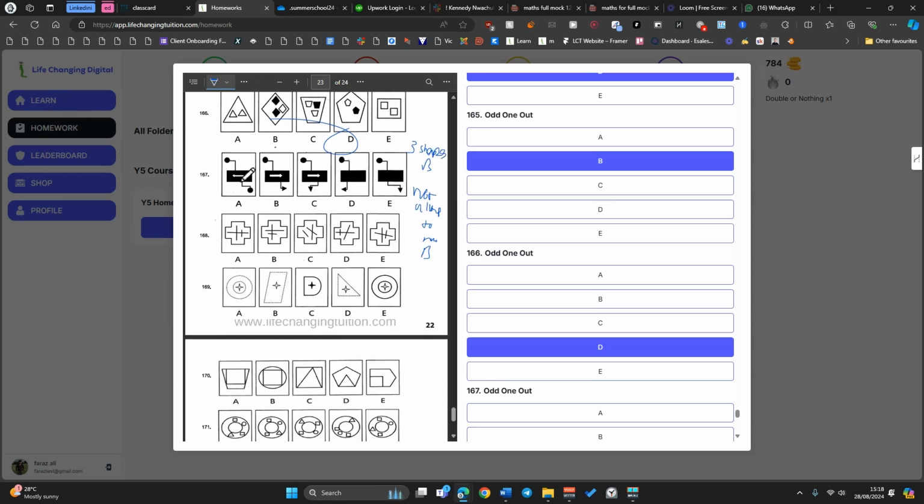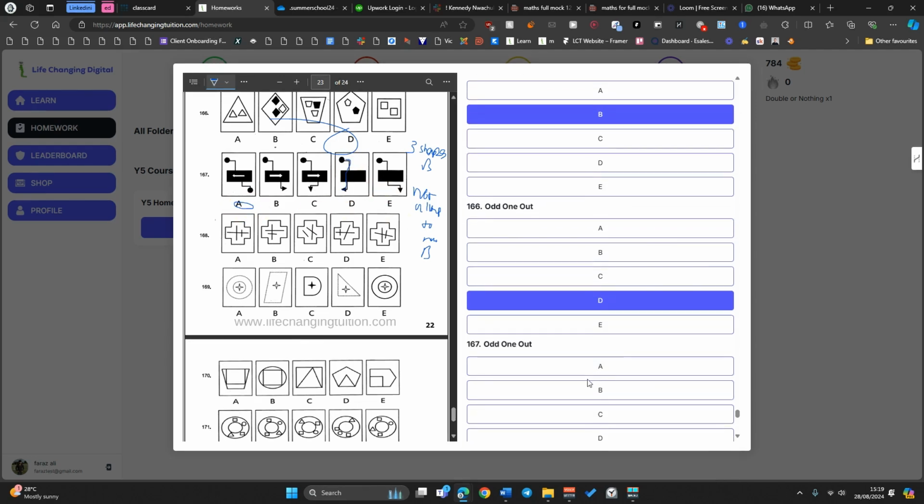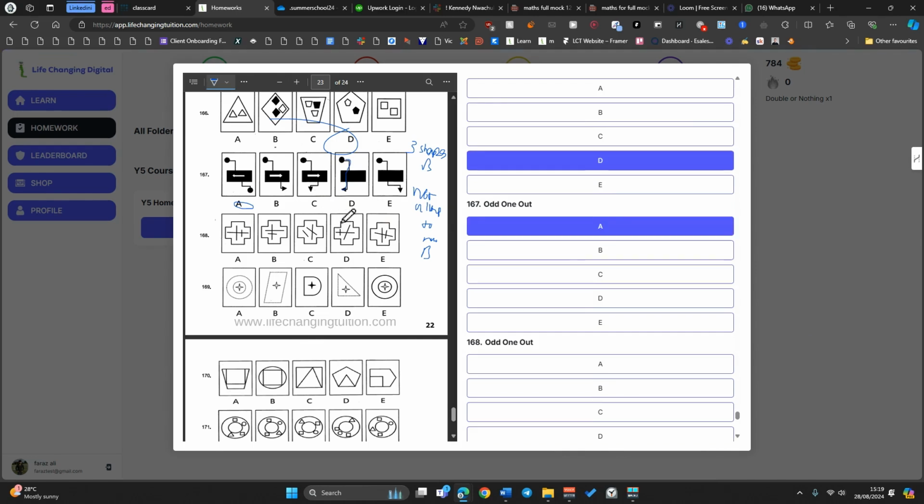Okay, question 167. Well, what is the rule here? All of them have a circle that is pointing to the left and also an arrow on the other side. So you can see circle and then down arrow, right? A does not have an arrow, it's only got two circles. So that would be option A.